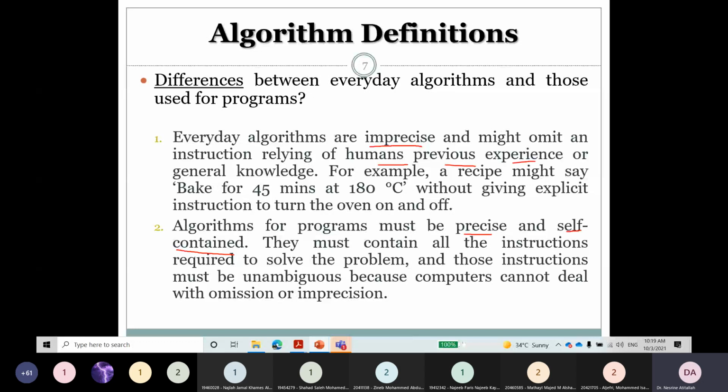Because a computer cannot deal with omission or imprecision. A computer is not human. A human can understand when you don't show that you need to turn on the oven or turn off the oven at the end of this recipe. The computer cannot understand that. You need to show everything to the computer. It cannot deal with omission or imprecision.